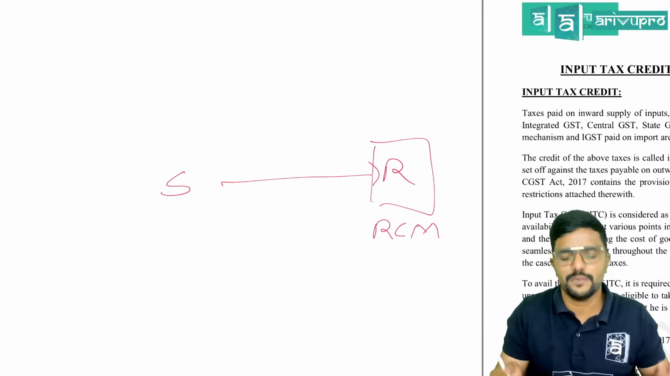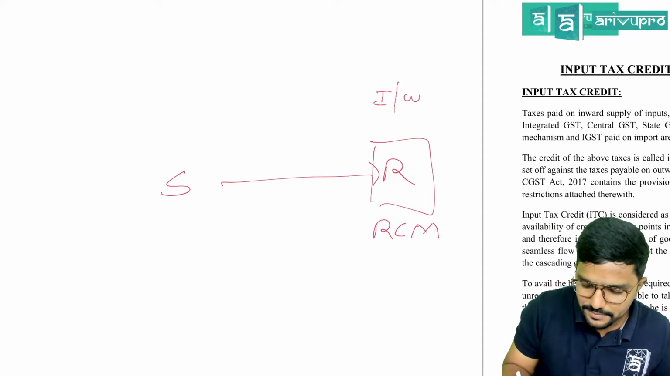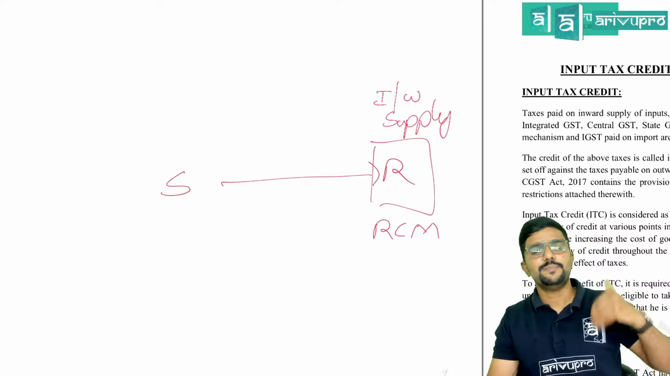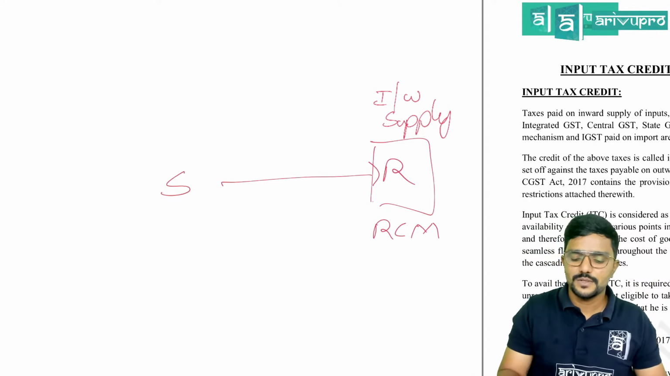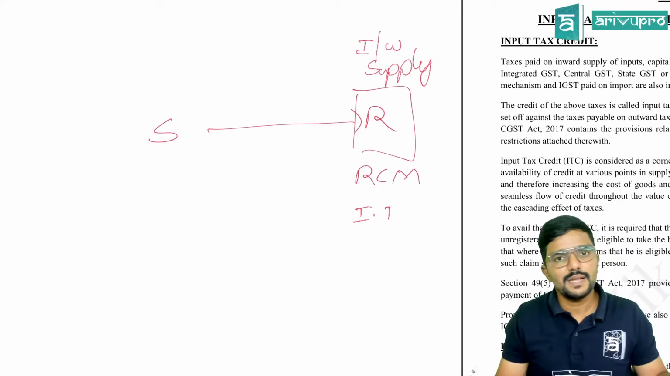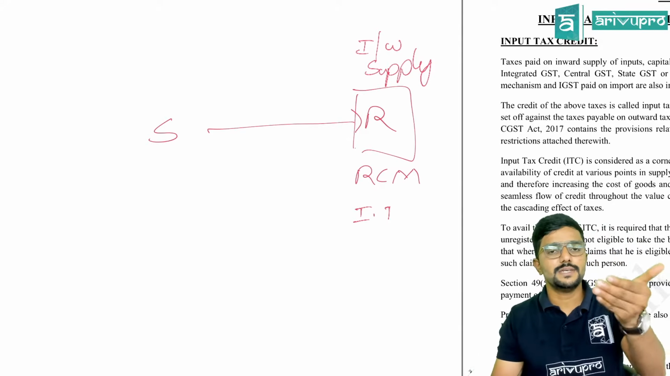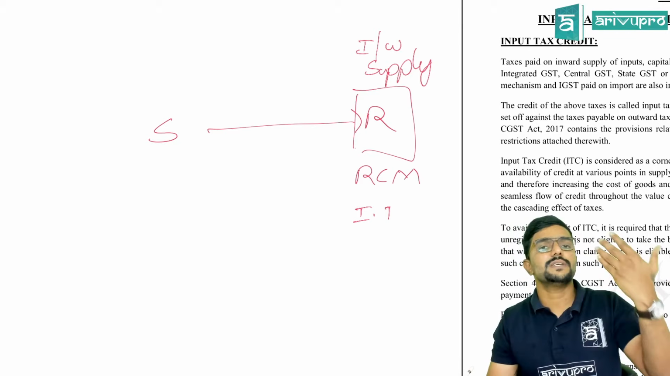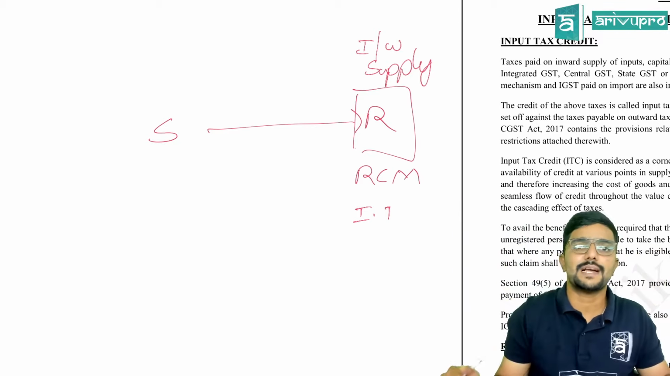It is inward supply only. But the scenario might be different. Here, the supplier is not liable to pay tax. The recipient is the one who is liable to pay tax. So now, on his inward supply, whatever input tax he pays, can he claim a credit of it? Yes, because it is again an inward supply on which he himself has directly paid the tax to the government.